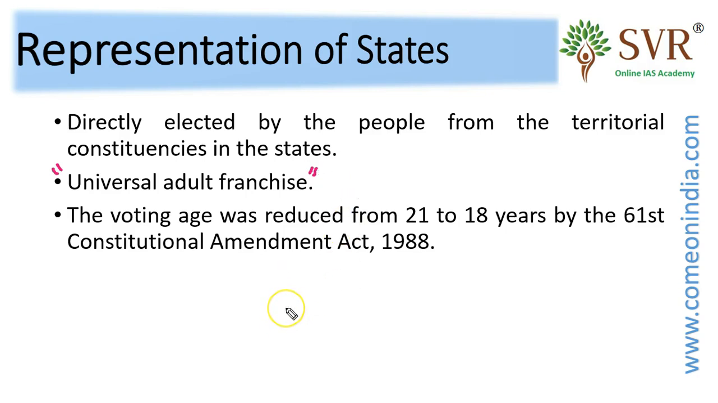Initially, the Constitution of India provided 21 years as the cut-off age for participating in the election. But the 61st Constitutional Amendment Act of 1988 reduced this voting age from 21 years to 18 years. Accordingly, the number of people participating in the election increased to a greater extent. It is one of the electoral reform processes carried out for better participation in the election.